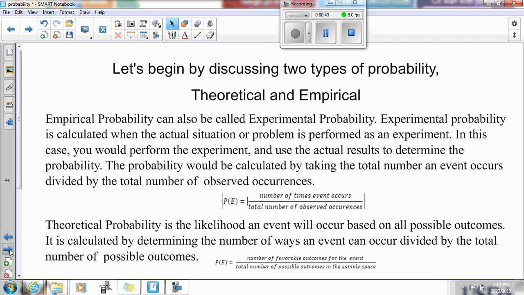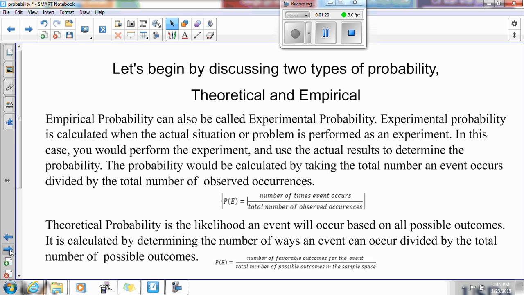Now, there are two types of probabilities. Actually, there's more than two, but we're going to look at two: theoretical probability and empirical probability. When you think of empirical probability, think of an experiment. I have to do some sort of trial or experiment and get actual data, and then I use that data to calculate probabilities. I calculate it by taking the number of times an event occurs divided by the total number of observed occurrences.